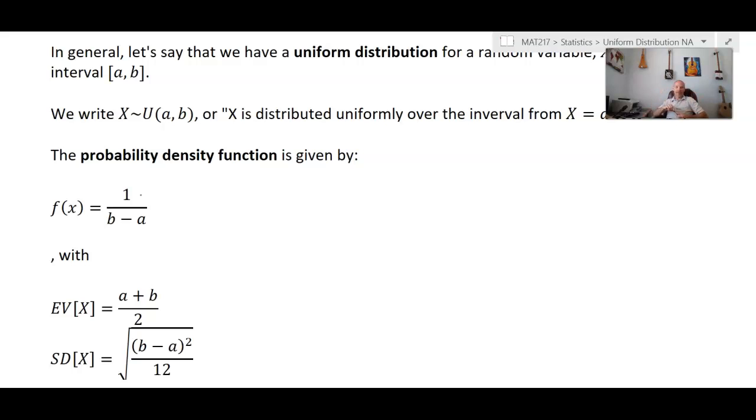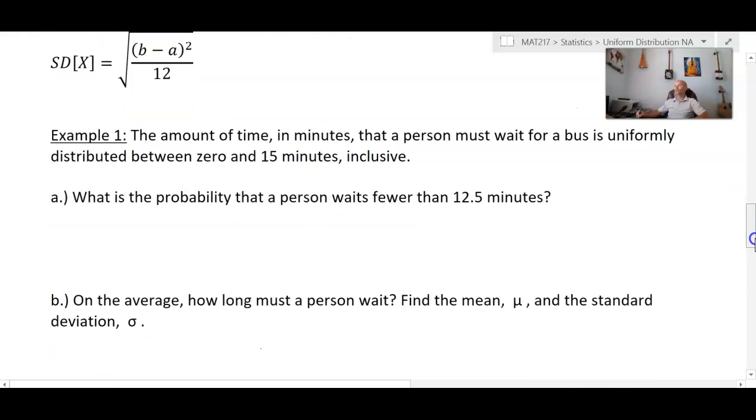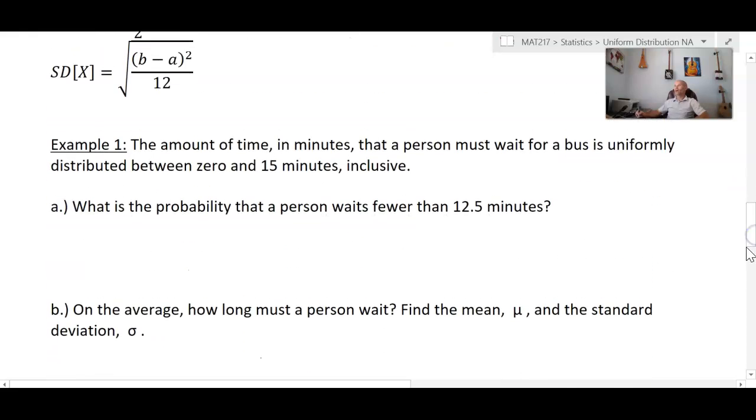over an interval from A to B, where A and B are just some real numbers, and that horizontal line will be modeled by 1 over B minus A. The average value of that will be halfway between the beginning and end point, and then the standard deviation will be this less intuitive number here. So let's actually see an example of this.